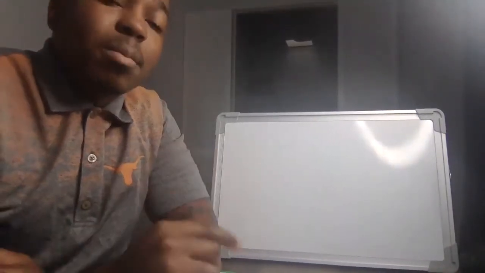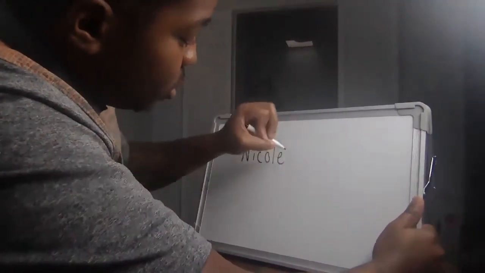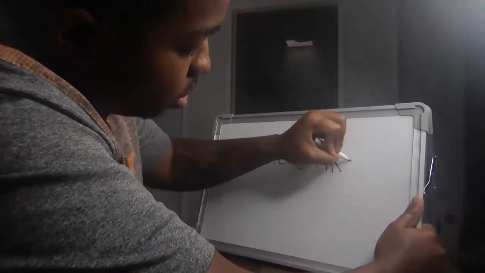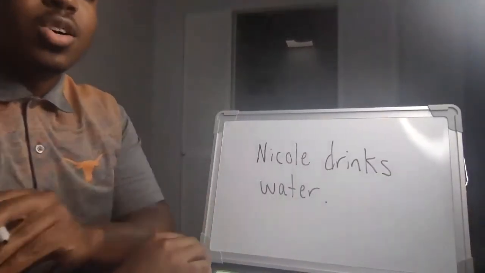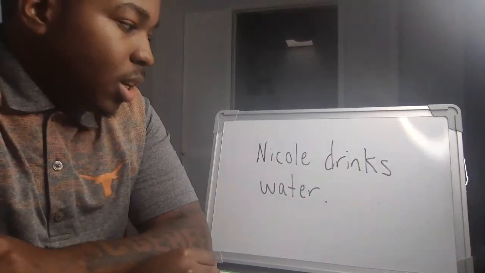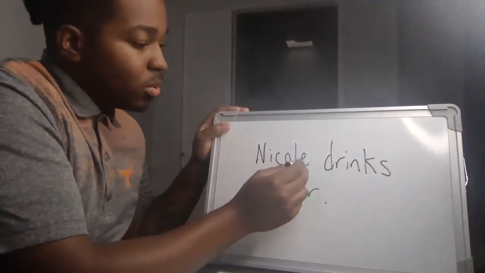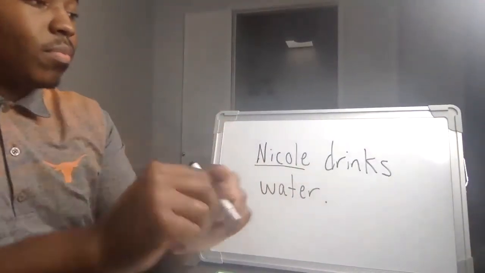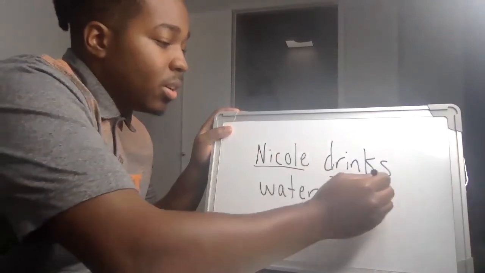A quick reminder that for our nouns, we want to underline one time. For our verbs, we want to underline two times. Another sentence could be, Nicole drinks water. Nicole drinks water. Our noun is Nicole. Our verb or our action is drinks, so it gets two underlines.